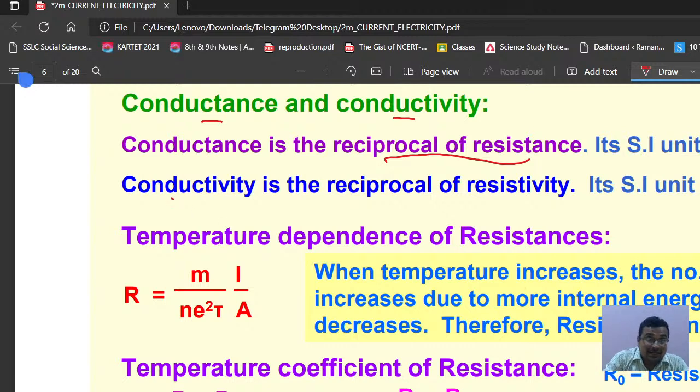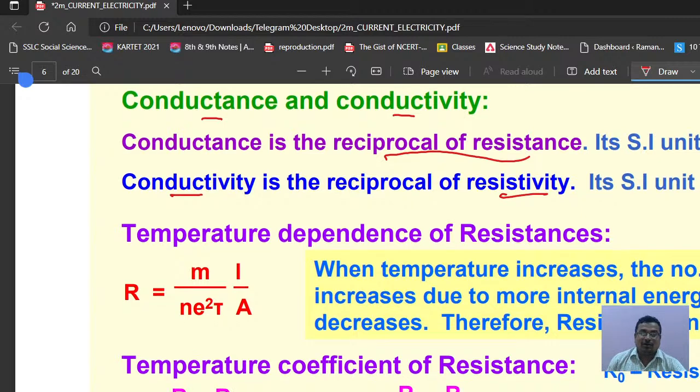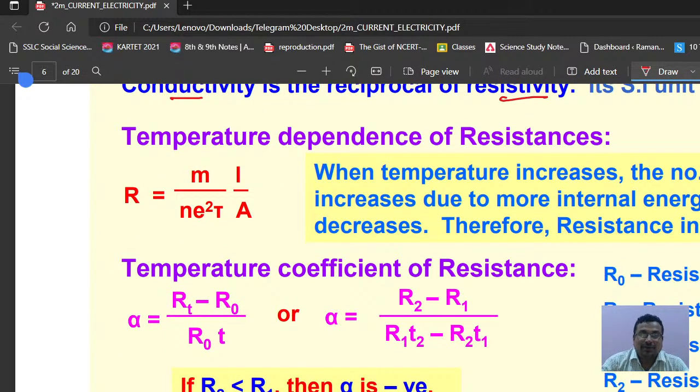Now conductivity is the opposite of resistivity. The reciprocal of resistivity is called conductivity. The unit is mho. So now next, learn about the temperature dependence of resistance.